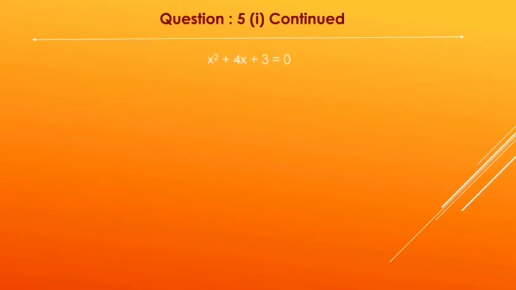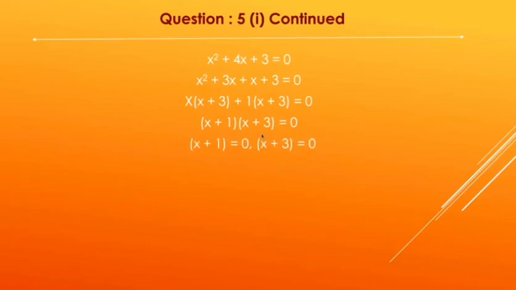So to solve this equation we will do middle term breaking, and x^2 + 4x + 3 = 0 will be written as x^2 + 3x + x + 3 = 0. After factorization we will get x(x + 3) + 1(x + 3) = 0. x + 3 is common and x + 1 will be written here. As the product of two values is equal to 0, any one of the values is 0. x + 1 = 0 and x + 3 = 0. So x = -1 and x = -3.